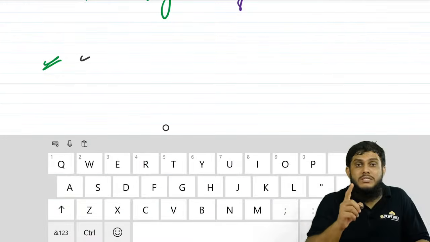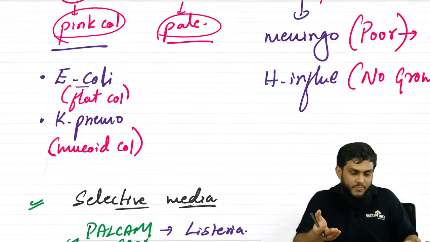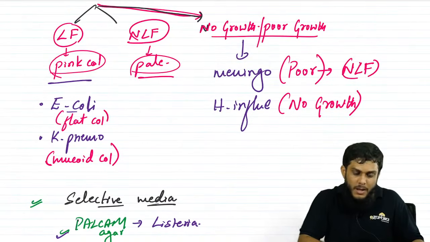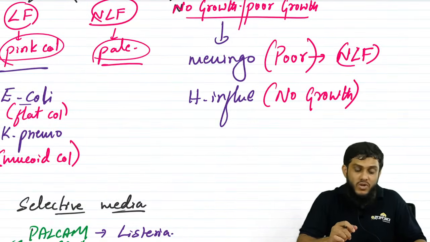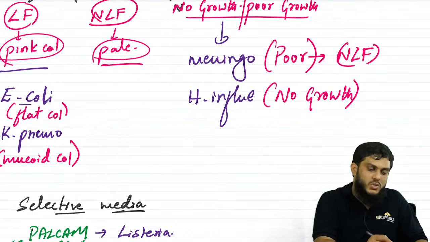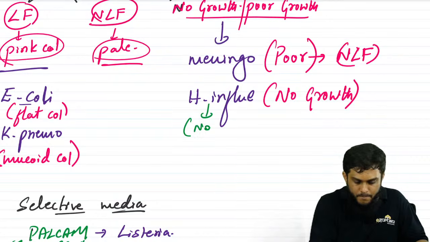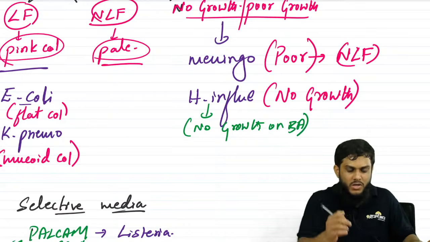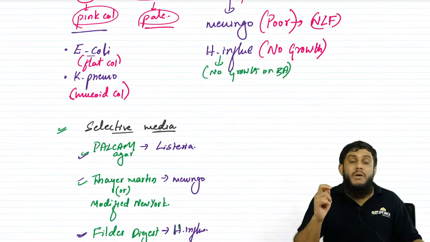Haemophilus will not grow on MacConkey, as I have already told, and Haemophilus influenzae will not grow on blood agar also. That is what you have to remember. There is no growth on blood agar and no growth on MacConkey.